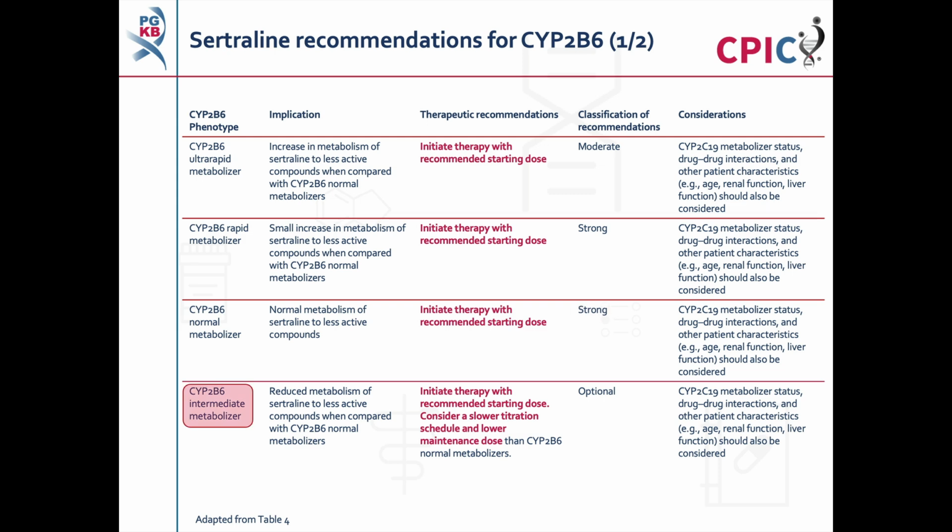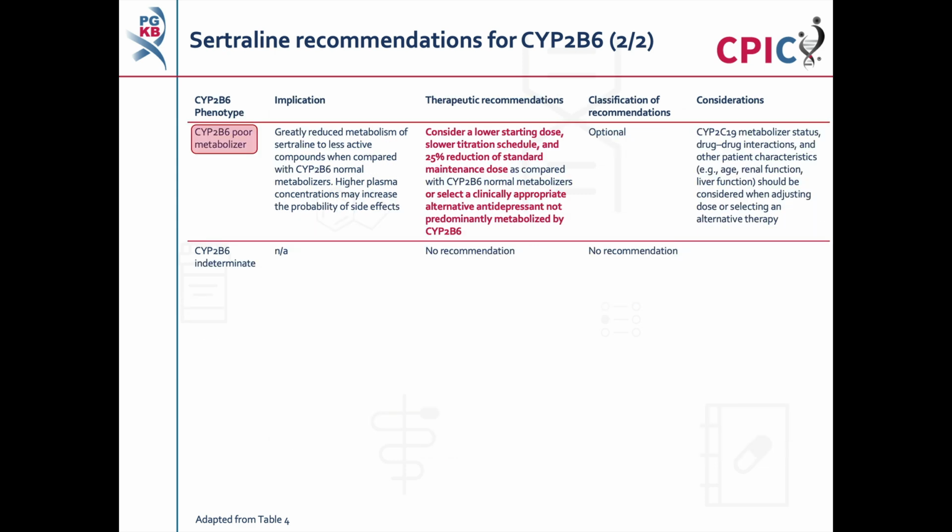Patients with a CYP2B6 intermediate metabolizer phenotype will have reduced metabolism of sertraline compared to normal metabolizers. These patients can begin sertraline therapy at the recommended starting dose. A slower titration schedule and lower maintenance dose should be considered for these patients. This is an optional recommendation. CYP2C19 metabolizer status, drug-drug interactions, and other patient characteristics should also be considered.